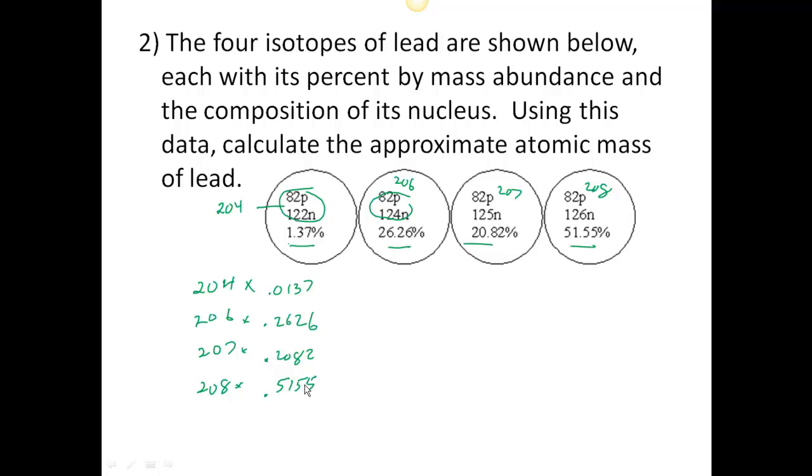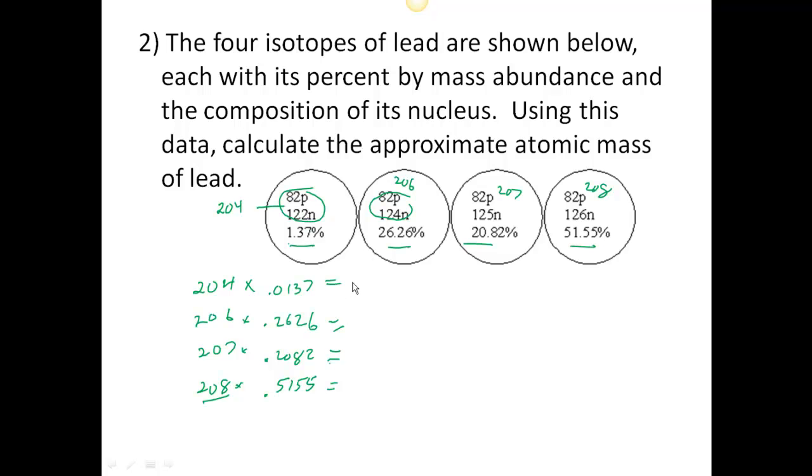0.5155. So over 50% of it is 208, which tells me that my mass is going to be obviously less than 208, but probably close to 207 or maybe a bit bigger than 207. Okay, so we actually take these numbers, we multiply them together. Now I've already done this, and I realize you're probably going to do it with a calculator, which is fine for what we're doing right now.